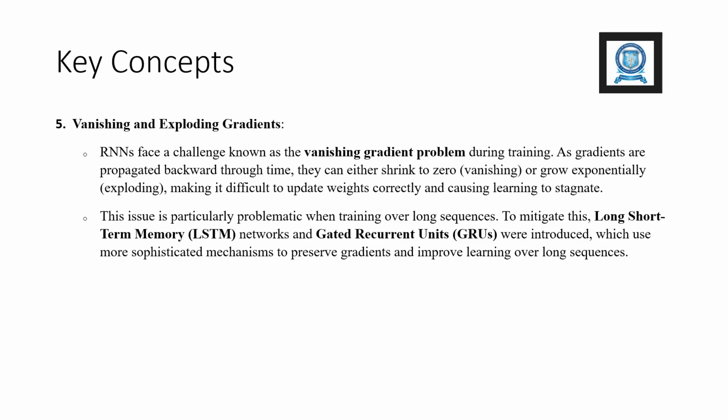Vanishing and exploding gradients. RNNs face a challenge known as the vanishing gradient problem during training. As gradients are propagated backward through time, they can either shrink to zero or grow exponentially, making it difficult to update weights correctly and causing learning to stagnate. This issue is particularly problematic when training over long sequences. To mitigate this, long short-term memory networks and gated recurrent units were introduced, which use more sophisticated mechanisms to preserve gradients and improve learning over long sequences.